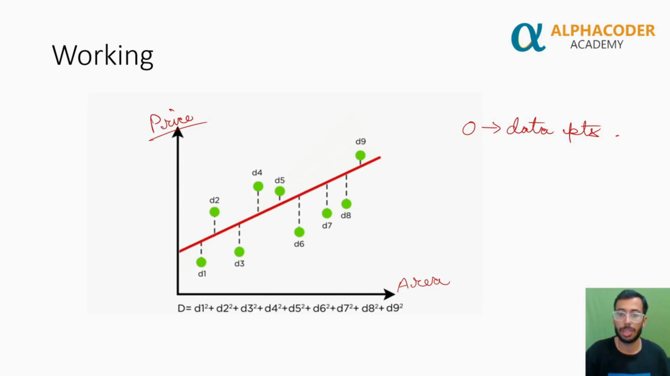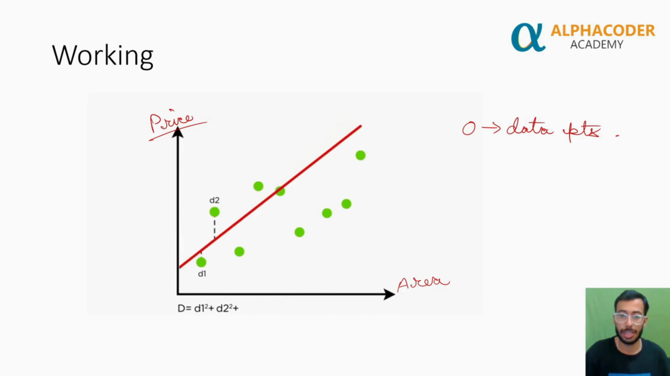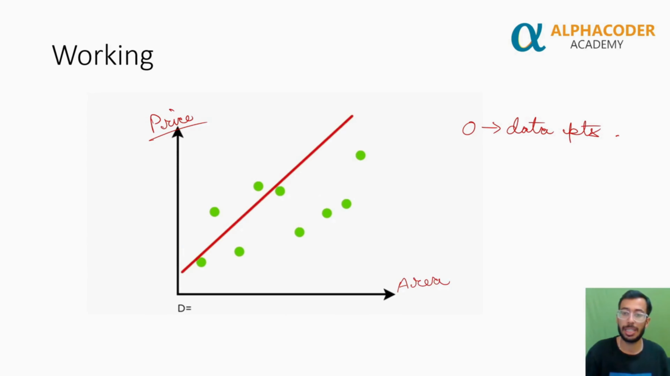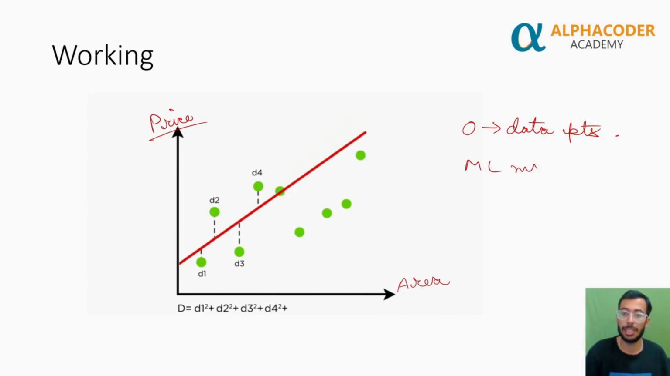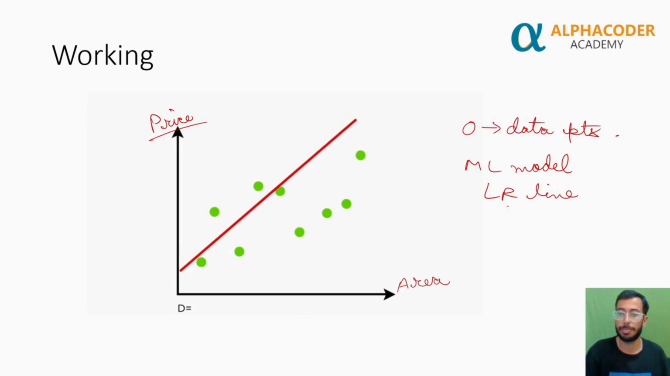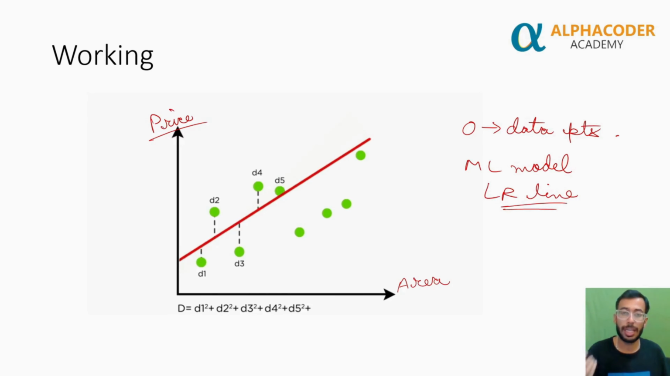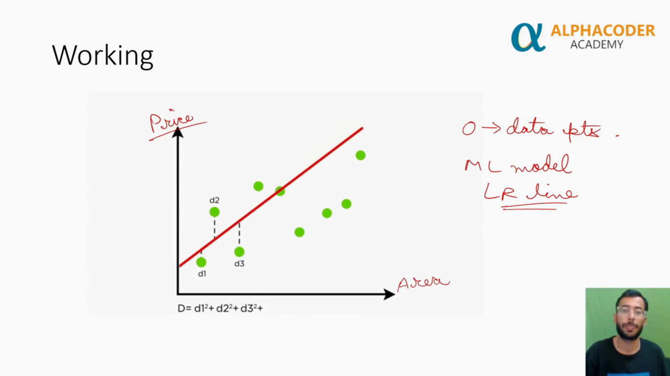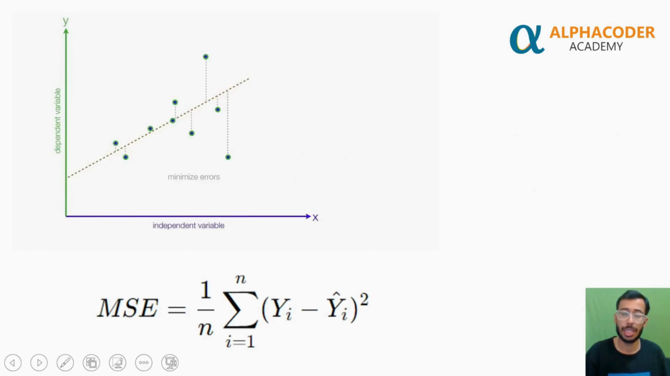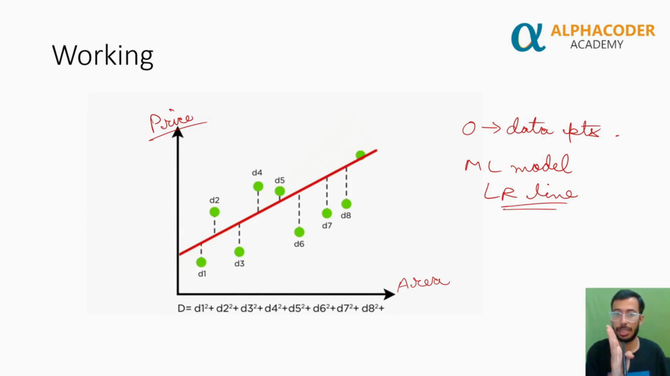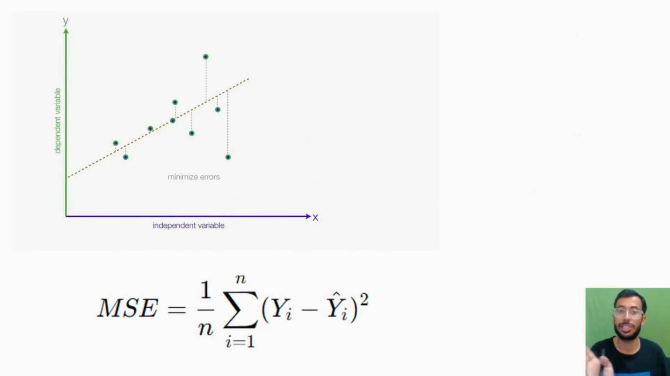Now the red line that you can see, the red straight line that is changing its slope and its intercept, is basically the ML model, the linear regression line that we want to get. Now how do we get this line is the most important question that we'll try to explore. First, how do we get this particular line? You can see that this line is revolving, changing its slope and its intercept.